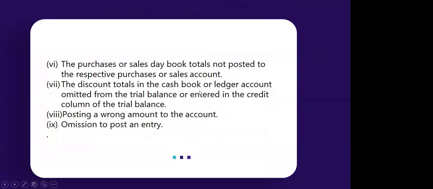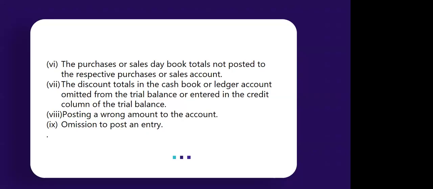The discount totals in the cash book or ledger accounts omitted from the trial balance or entered in the credit column of the trial balance. Posting a wrong amount to the account. Omission to post an entry. So also this one, I told you it can be two-way. It can be two-way. So you have to look at a scenario.